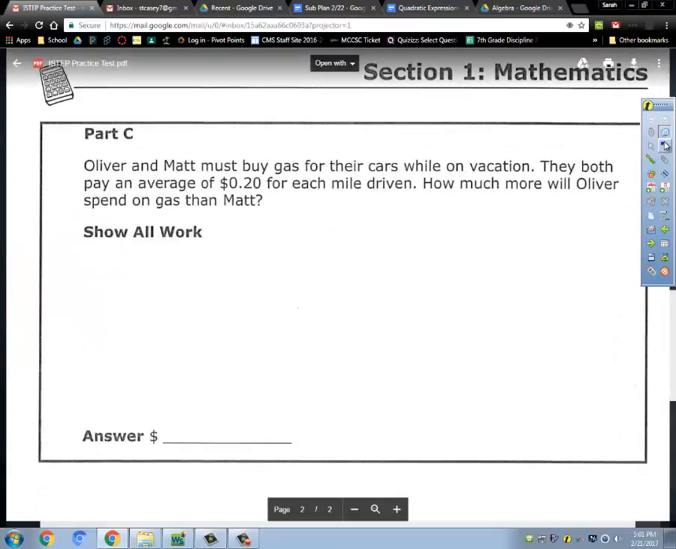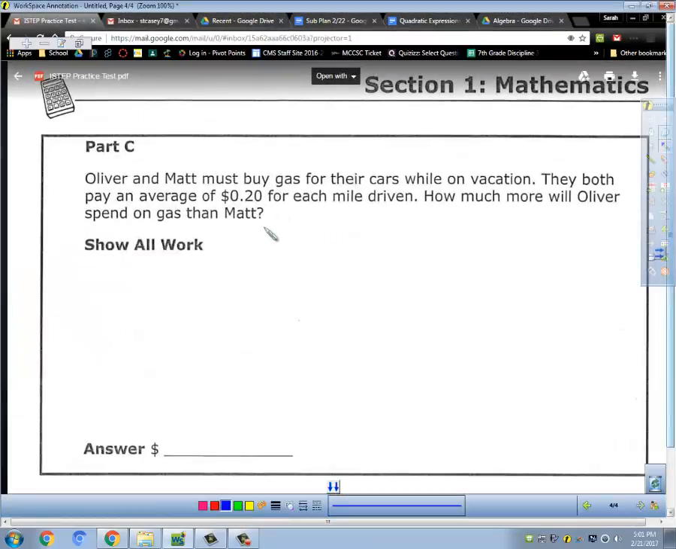Okay, so the next part says Oliver and Matt must buy gas for their cars while on vacation. They both pay an average of 20 cents for each mile driven. How much more will Oliver spend on gas than Matt? It's really important to keep our work organized. So first, I'm going to have a section over here for Oliver, and a section for Matt.